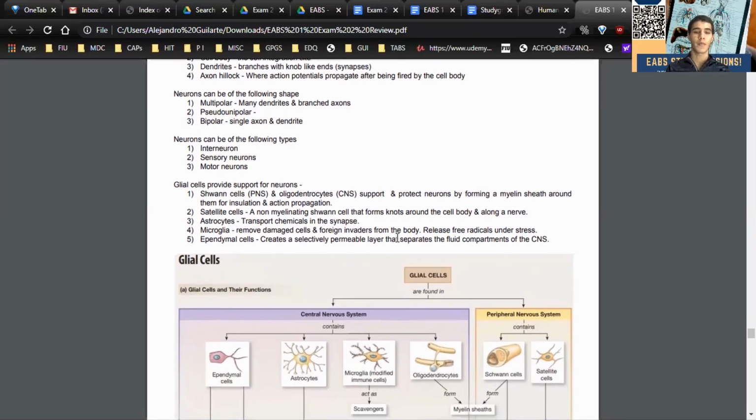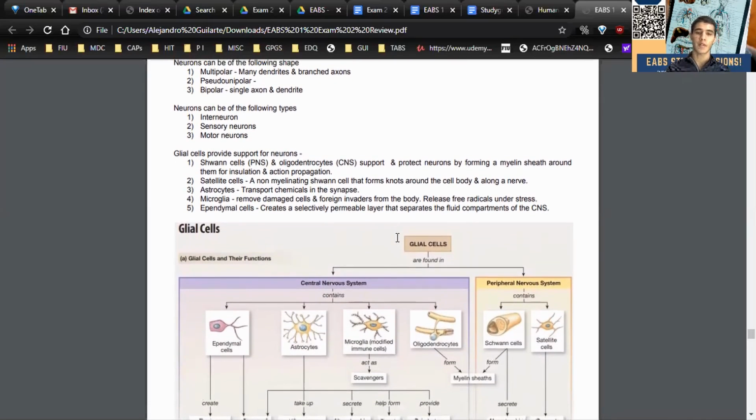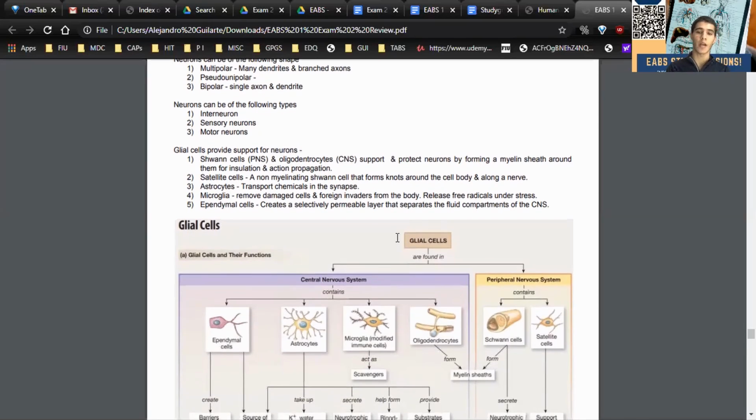Astrocytes transport chemicals in the synaptic cleft. And microglia remove damaged cells and other foreign invaders from the body. This could also have a negative effect in the sense that when microglia are under stress, they release oxidative free radicals. It's thought that this phenomenon occurs whenever people are under severe stress. The release of the free radicals hurts local neuron growth.